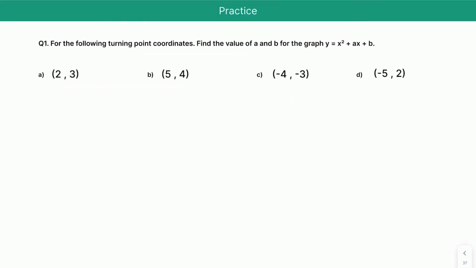So press pause and have a go at these examples. When you're ready, press play for the answers. Here are the answers.